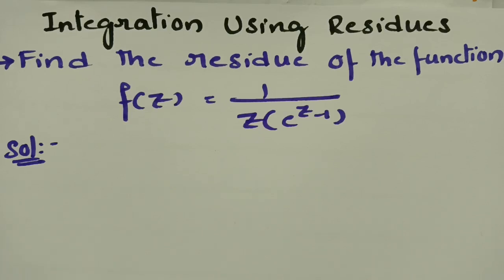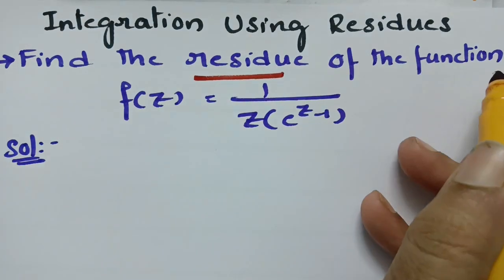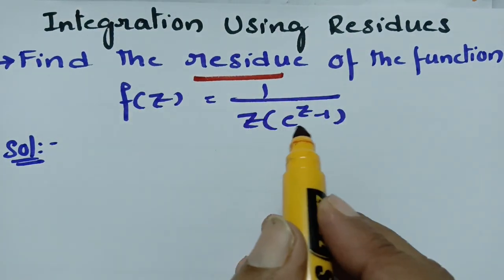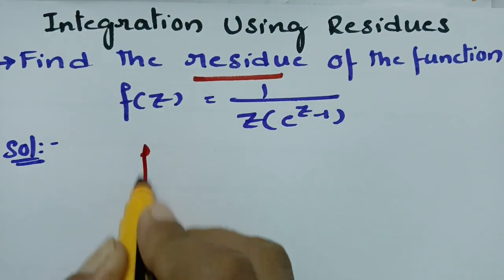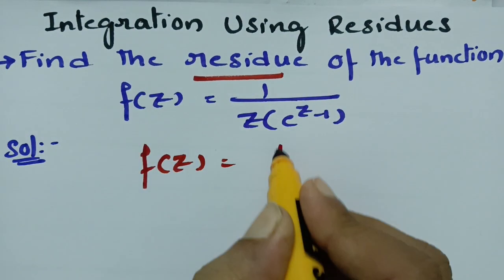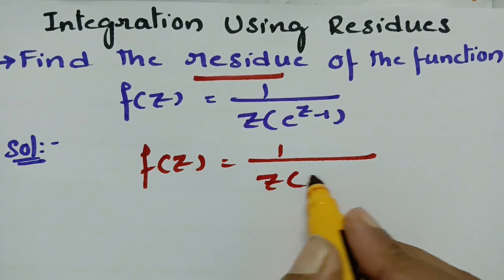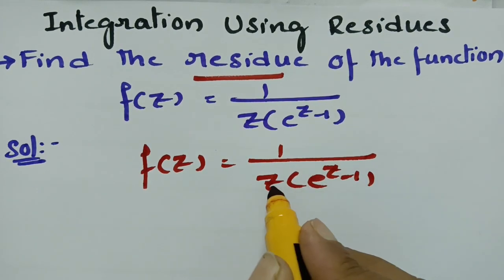This video is on integration using residues. In today's video, we are going to find the residue of the function f(z) = 1/(z(e^z − 1)). Clearly, from the question, it is given that f(z) is equal to 1 by z times e^z − 1.